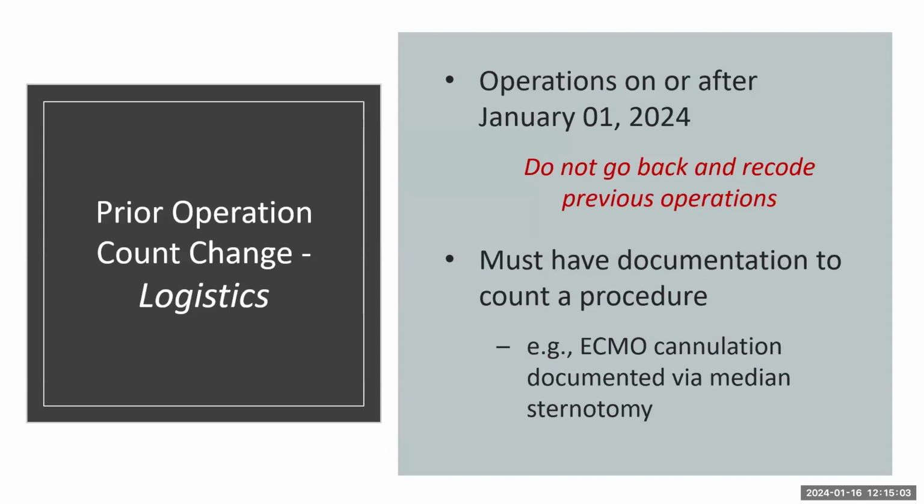Also, you must have documentation to be able to count a procedure. For example, if you're trying to count a prior op of an ECMO cannulation with a sternotomy and not an incision type of other, then it needs to be documented in your medical record, because obviously you're going to be audited on these fields. ECMO cannulation should be documented like via sternotomy or via thoracotomy. You can't just make an assumption that because somebody had a VAD cannulation or ECMO cannulation that it was for sure not incision type other. So make sure you have that documentation before you count it. Next slide.